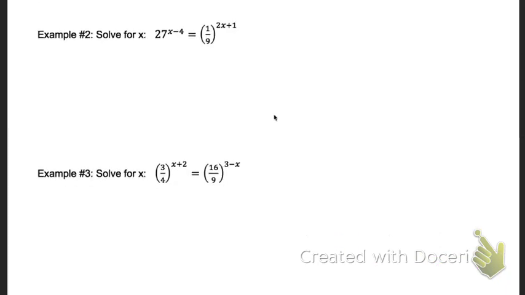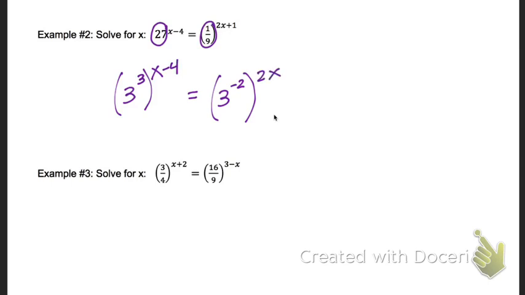So I've got 27 and I have 1/9. So by just looking at it, what base do they both have in common? 3. So if I change the 27 to be a base of 3, what is that? 3 to the 3rd. And then if I change 1/9 to have a base of 3, what is that? 3 to the -2. Good. And I put them both in parentheses. I leave the x minus 4, 2x plus 1.